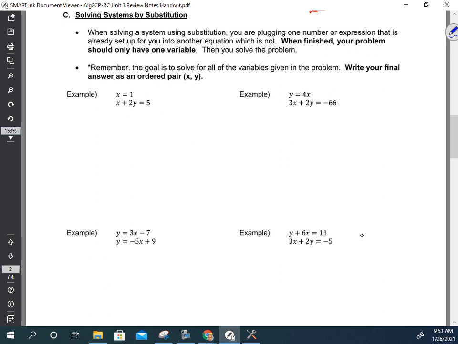So we got 4 examples of substitution. Hopefully there will be enough time left over to do the word problem that goes with it, and that's where we'll stop for today.